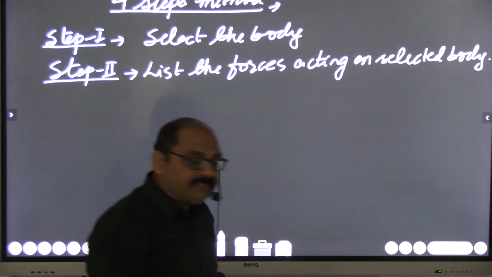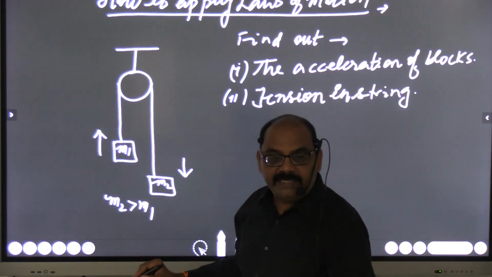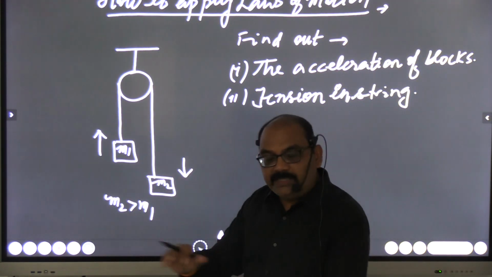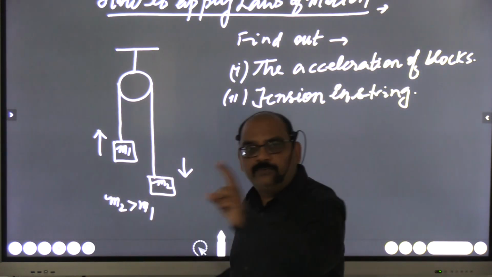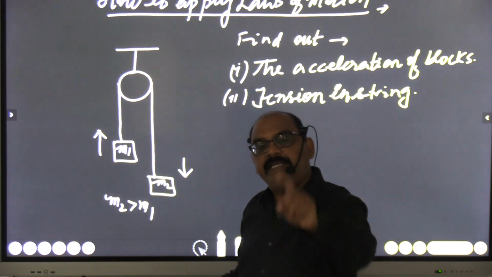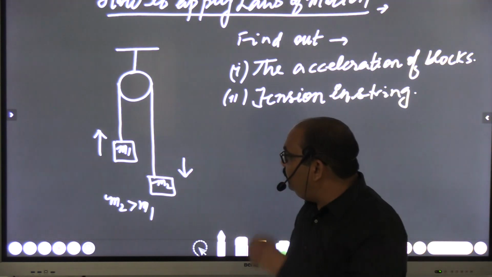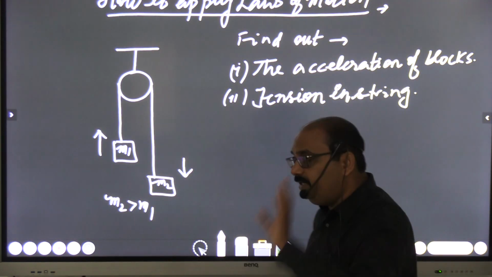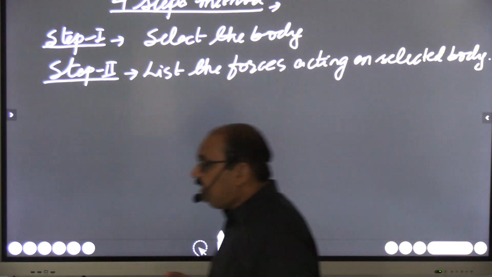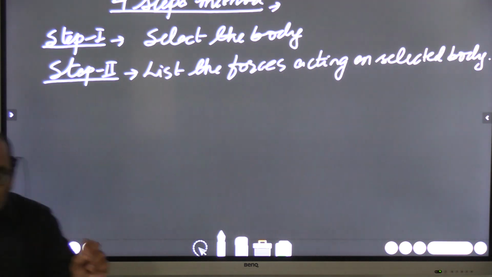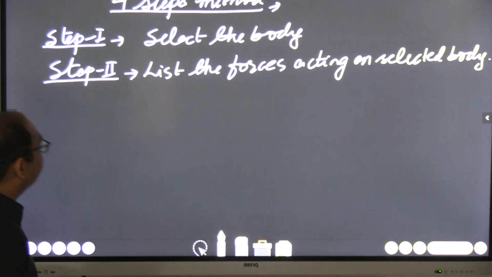So as per the previous discussion, how many forces are acting on the body? Gravitational force in the downward direction, the tension in the upward direction, normal reaction not acting, friction not acting. So as per the situation given, two forces are acting: m1g in the downward direction, tension in the upward direction. Or for m2, m2g in the downward direction, tension in the upward direction. We have already discussed the direction of gravitational force, the tension, the normal reaction, friction and all, right? So in step number 2, you need to list all the forces acting on the body selected in step number 1. This is the second step.